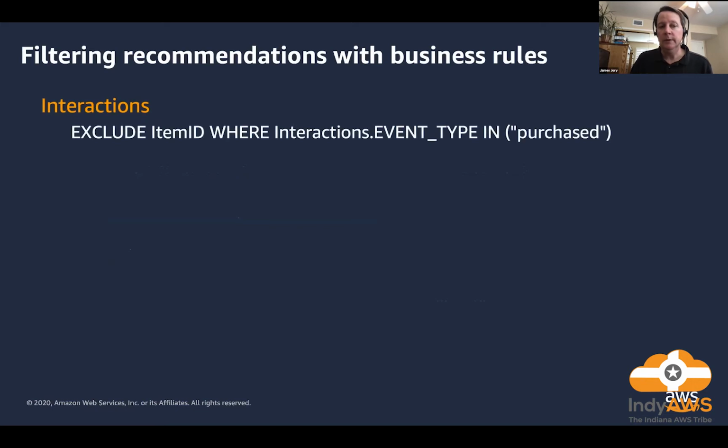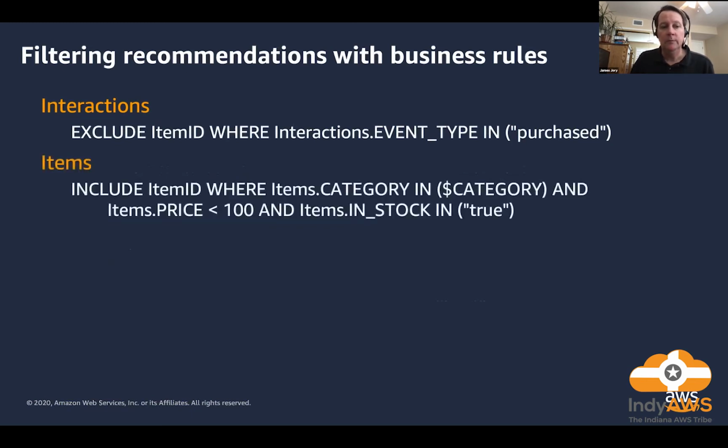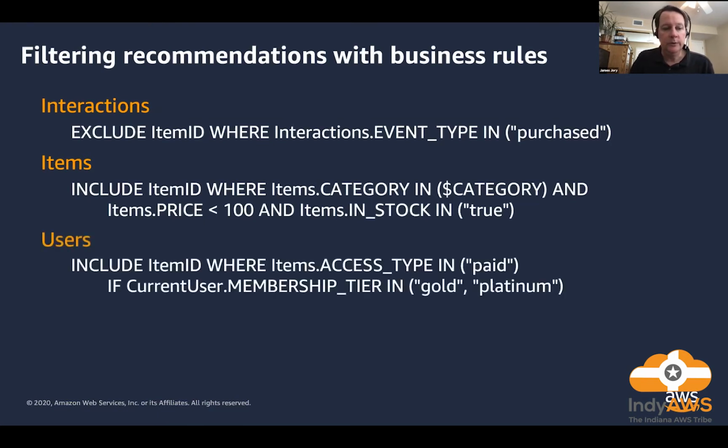So you can filter on interactions. In this case, I'm excluding items where in the interactions data set, there's an event type of purchased for the current user. So that will exclude purchased products for that user. You can also create filters based on the items data set. So here I'm including items where the category is in dollar category. So this is a dynamic filter where I can pass in the category to filter on at runtime. And the price is less than 100 and it's currently in stock. So you can use compound logic here with your filters.